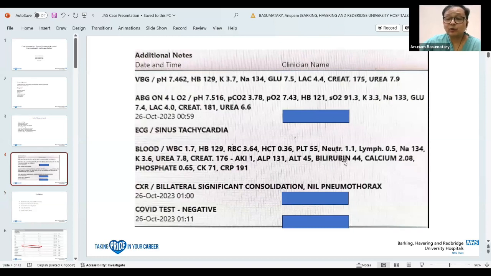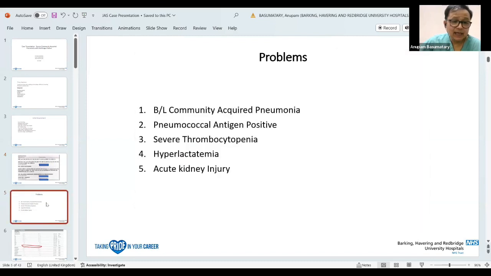Bilirubin has risen to 44. Phosphate was low. He had an initial X-ray done, which I will show a little later, showing significant bilateral consolidation. His COVID card test was negative. So there was a problem list. He was labeled as having bilateral community acquired pneumonia.